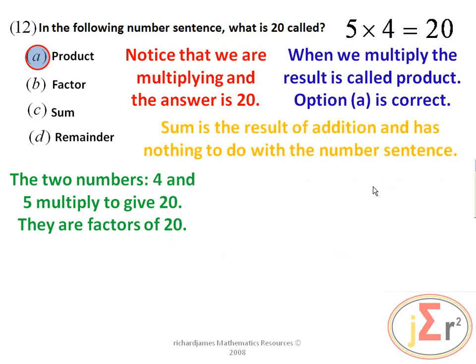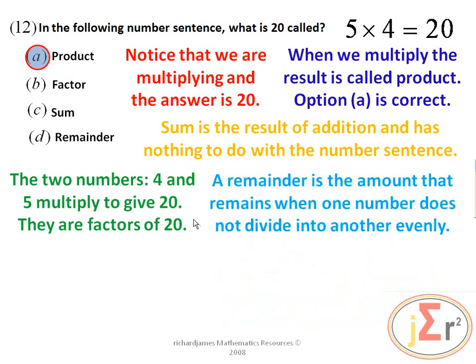Sum is the result of addition and has nothing to do with the number sentence that we have right there. 5 multiplied by 4 is equal to 20. Sum has to do with addition, so that cannot be right. And the result here is the product. So we are sure that's not the factor. These are the factors. And what about this one, the remainder?